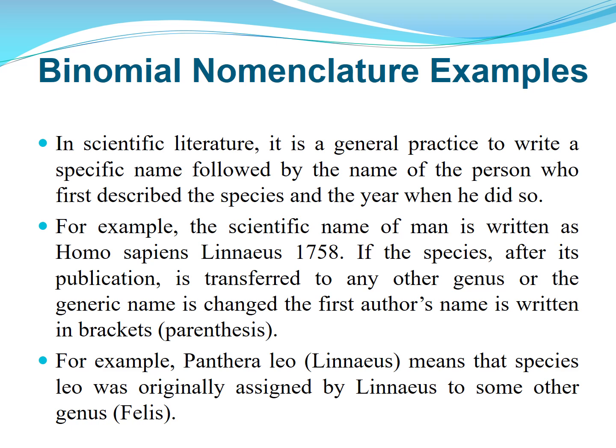Binomial nomenclature examples: in scientific literature, it is general practice to write the name of the person who described the species. For example, the scientific name of man is Homo sapiens, described by Linnaeus, 1758. If the species is transferred to another genus and the generic name changed, the first author's name is written in brackets. For example, Panthera leo Linnaeus: the bracket means that the species leo was originally assigned by Linnaeus to some other genus.